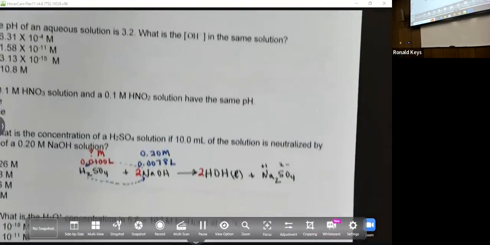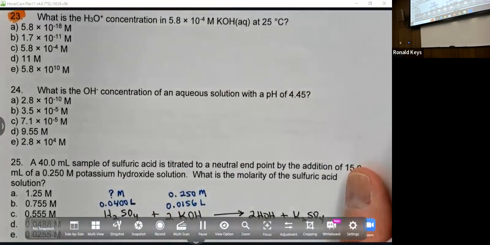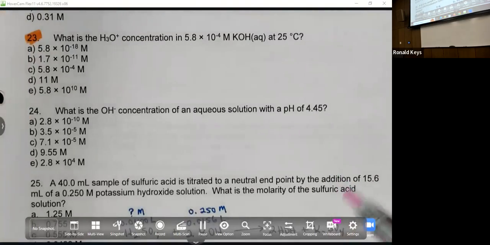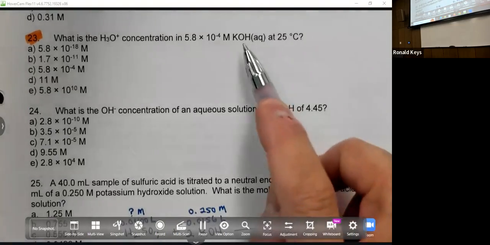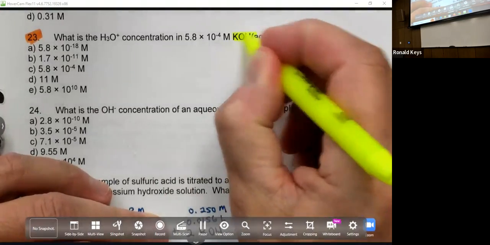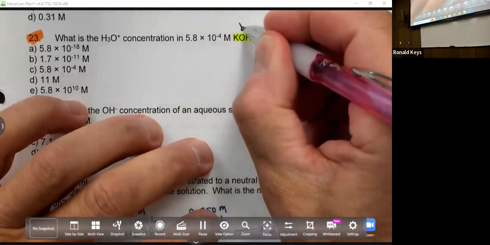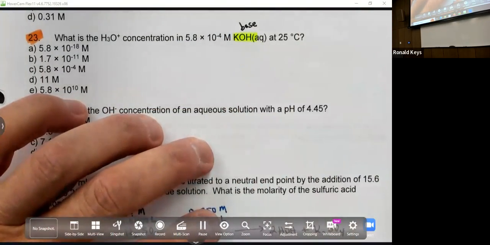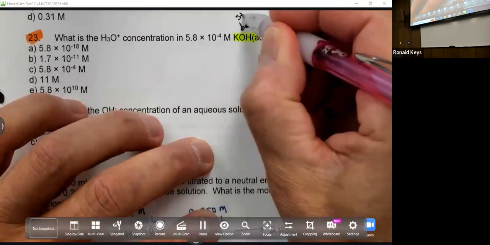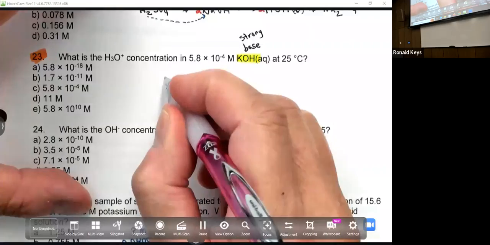Let's see, 23. Okay. So for 23, we have KOH. This, first of all, is that an acid or a base? That's a base. Okay, we know that's a base. Is it a strong base? It's a strong base, right? This is a strong base. We know that it's going to do this.